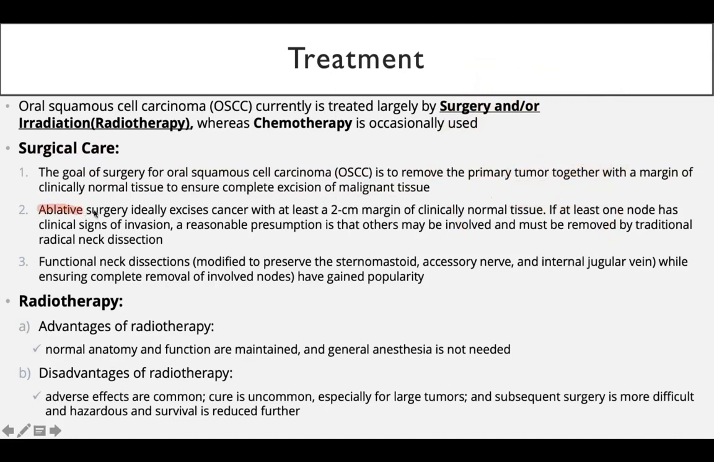Ablative surgery like electrocautery, where you use some electricity to burn the tissue, ideally excises cancer. Laser surgery is also ablative surgery, or carbon dioxide surgery is also ablative surgery. Excise cancer. Excise means cuts cancers with at least a 2 centimeter margin of clinically normal tissue.